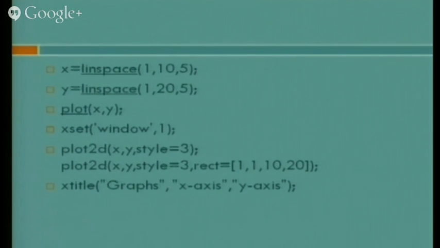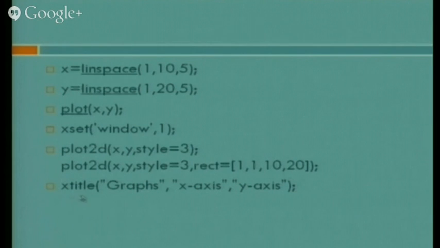Style equal to 3, what will it be doing? It will be changing the color of the graph: black line, green line, red line. So you can use numbers here as we do in MATLAB also. Same is there. plot2d X comma Y comma style equal to 3, rect. These are the axis rectangles. 1 comma 1 means the x minimum, then the next one is y minimum, then x maximum and y maximum.